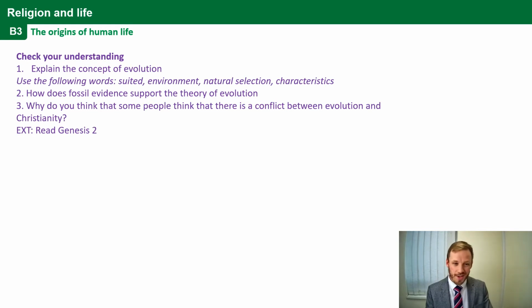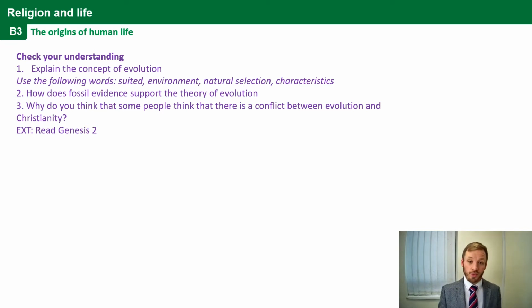Okay, let's check your understanding. So explain the concept of evolution using these words. So you might have said something like, there are different types of species in the world, and each species has different characteristics that make them better suited to their environment. Natural selection is the concept that the ones who are the strongest survive and go on to evolve, whereas the weaker ones who don't have the best characteristics to suit their environment die out. This has led to variation with different species existing around the world in different environments that they seem suited to.